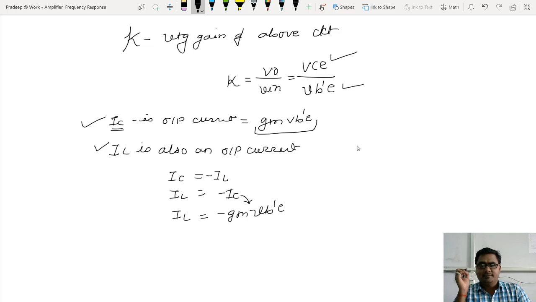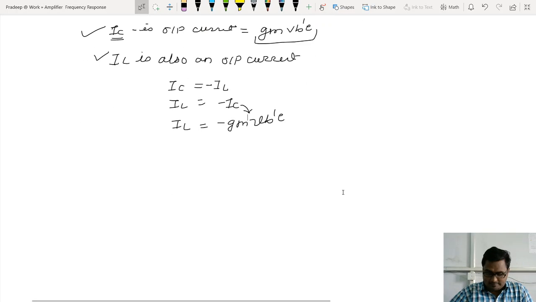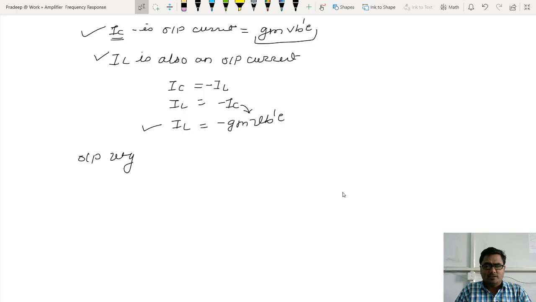Yes, I can write that. Agreed. Now, this equation I have written, IL is equal to minus gm Vb'e, is all about output current. Output voltage Vce, everything in small letters that I am writing, is nothing but what? The current flowing through the load resistor multiplied by the value of load resistor.